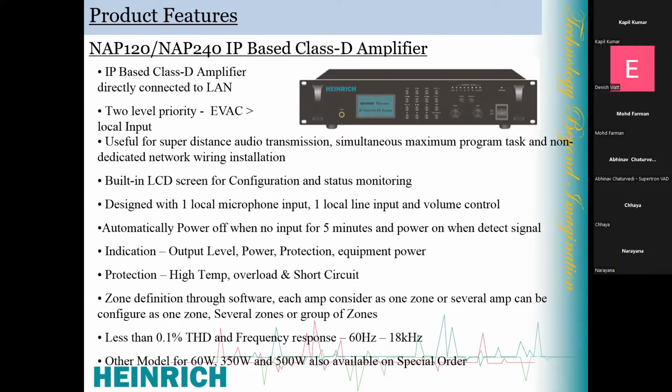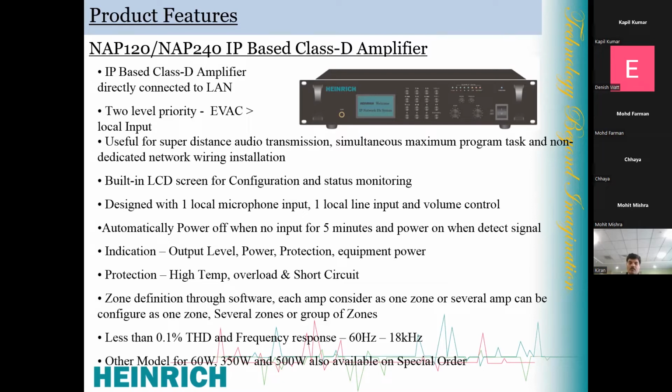This is basically the application. If you have a large area and multiple locations, like we are using in tunnels, there is an 8 kilometer tunnel. At each 800 meter, we are placing one IP-based amplifier. From there we are running a speaker cable to power the speaker. At another 500 meter, we are putting in again an amplifier and running the speaker cable. So like that, we are covering the complete 8 kilometer tunnel with these IP-based amplifiers.